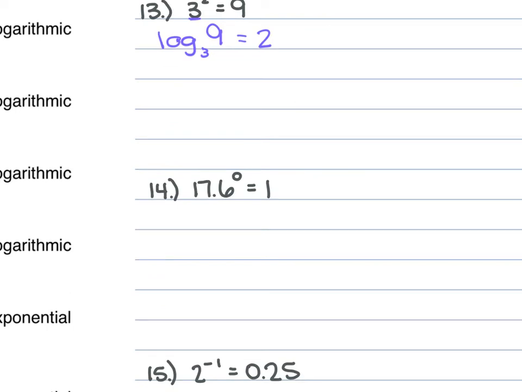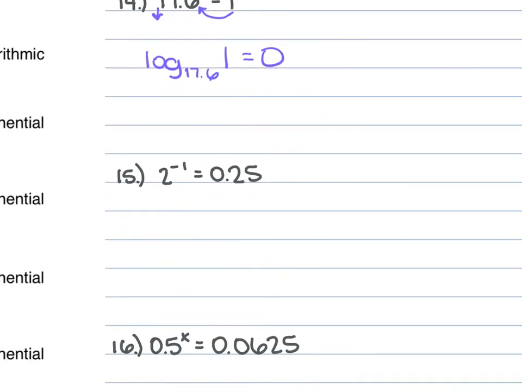For 14, we have 17.6 to the power of 0 is equal to 1. So the 17.6 is going to go down as our base, and that 0 and that 1 are going to switch places. So we're going to have log 17.6 of 1 is equal to 0. For 15, we have 2 to the power of negative 1 is equal to 0.25. So 2 is going to go as our base, and that negative 1 and that 0.25 are going to switch places. So we're going to have log 2 of 0.25 is equal to negative 1.